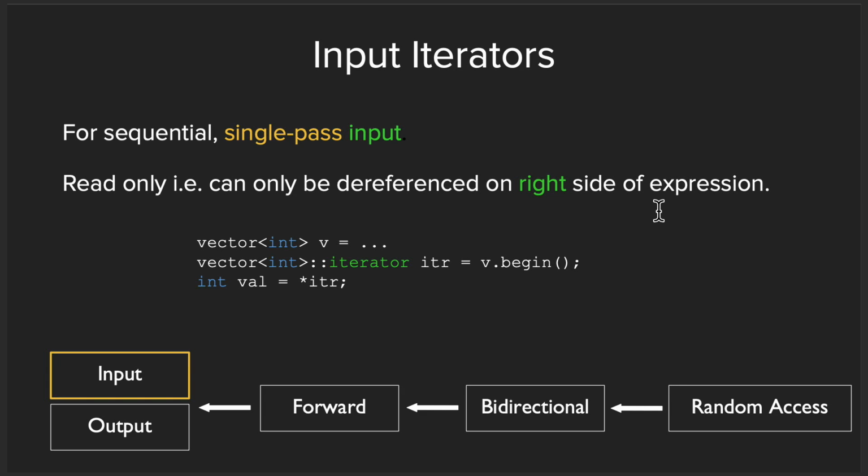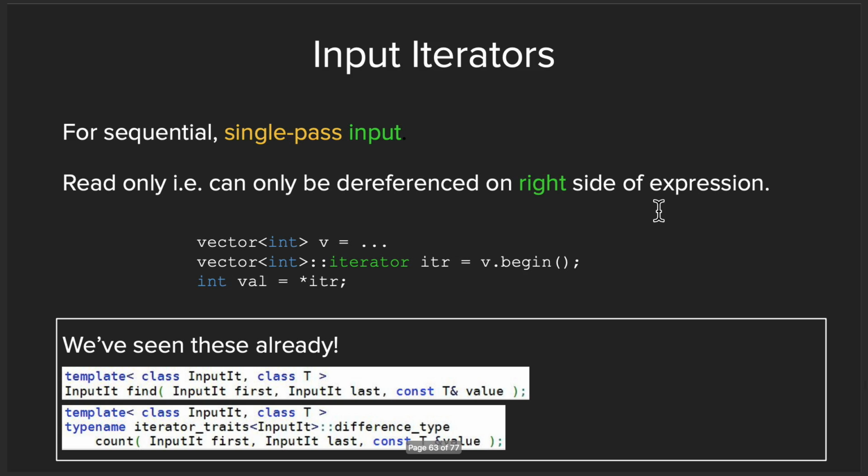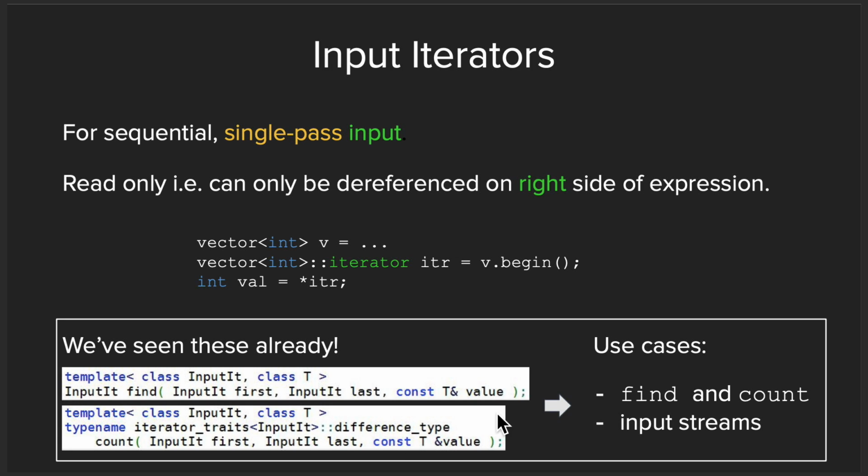In other words, it can only ever be dereferenced on the right side of an expression. And the second is that it's single pass. I'll get into what that means versus multipass a little later. Turns out, again, we've seen these already. I just showed you in the find function, all it requires are input iterators. So as long as you have something like an input iterator, you can use find. That means with something even like an input stream, you could actually use the find function, which is kind of cool. And same with count, which again only requires an input iterator.